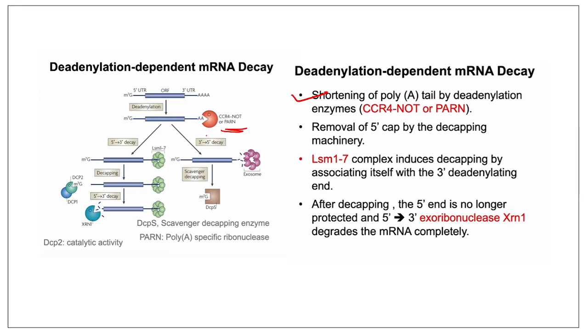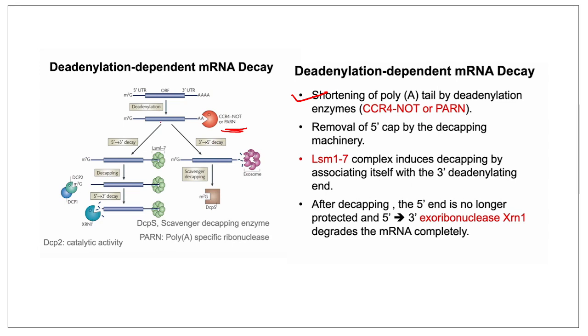So you can ask, ma'am, if the poly A tail is shortened, how is the shortening of the poly A tail related to the removal of the 5 prime cap? Even if this poly A tail is not shortened, the 5 prime cap could be removed, but it cannot happen. Why? Because for the removal of the 5 prime cap, this LSM has to bind at the 3 prime end, and for this LSM to bind at the 3 prime end, first the poly A tail has to be removed. That is why only then your LSM1 can bind to it.